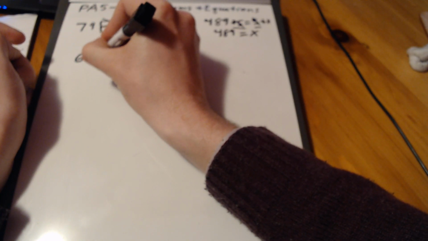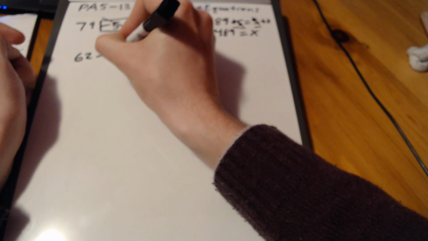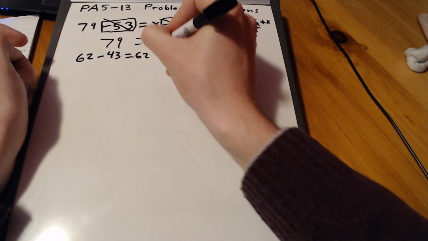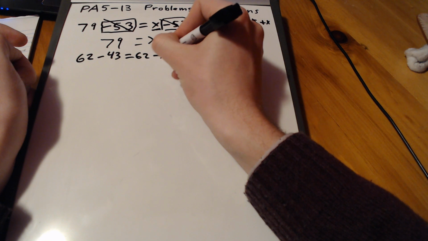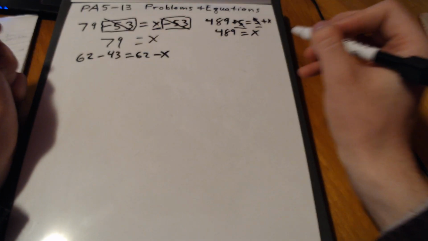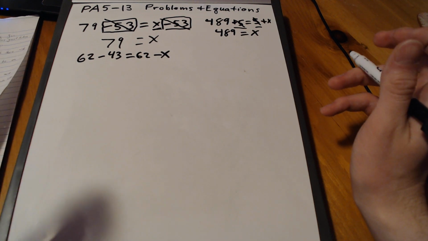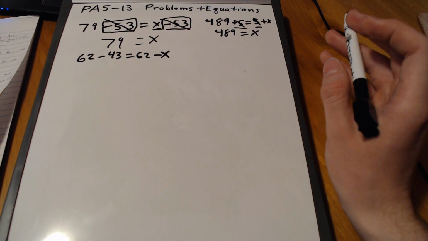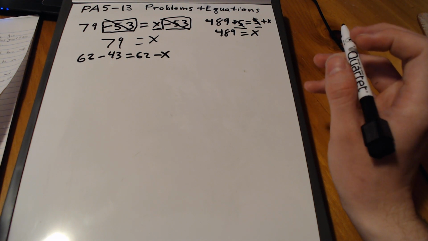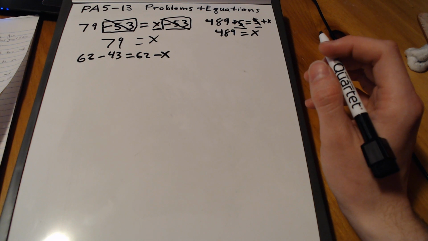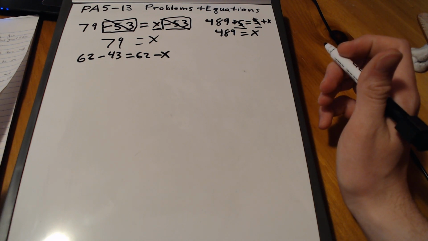62 minus 43 equals 62 minus x. Oh, that's a terrible x. Okay, so again here. Now that we've done it a few times, I think you guys will start getting the drill. We have two of the same number. We're going to cross them out probably. I'll give you 1 second to think of this.